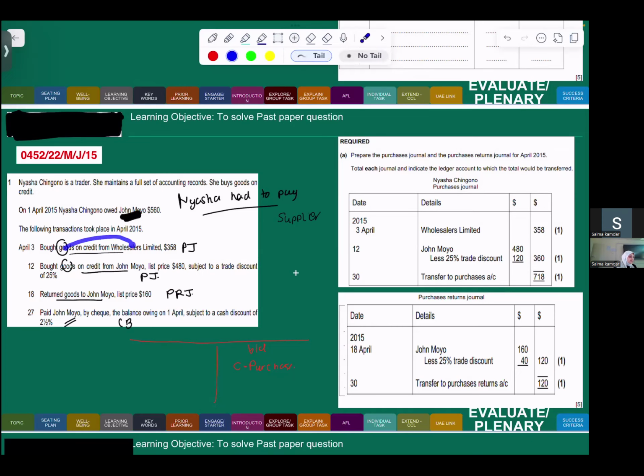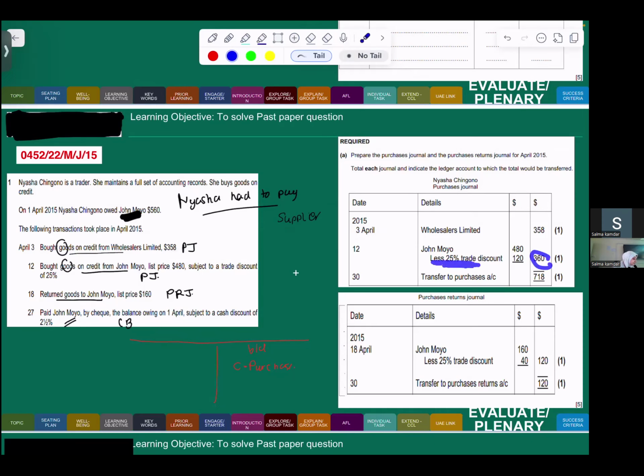Bought goods from wholesale. So on 3rd April, I will write wholesale. I'll write the amount. 12th April, I will write the name of the person. I will not write the list price. I am going to write the net list price, that is after deducting the trade discount. Very important.